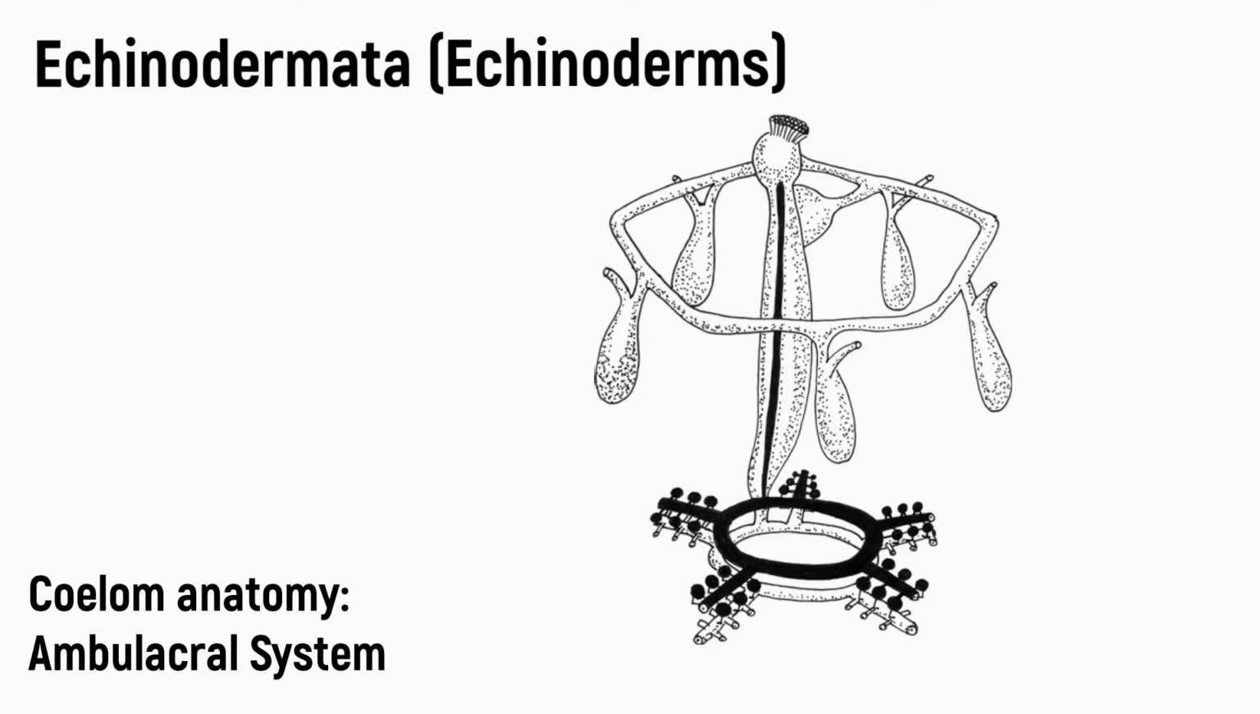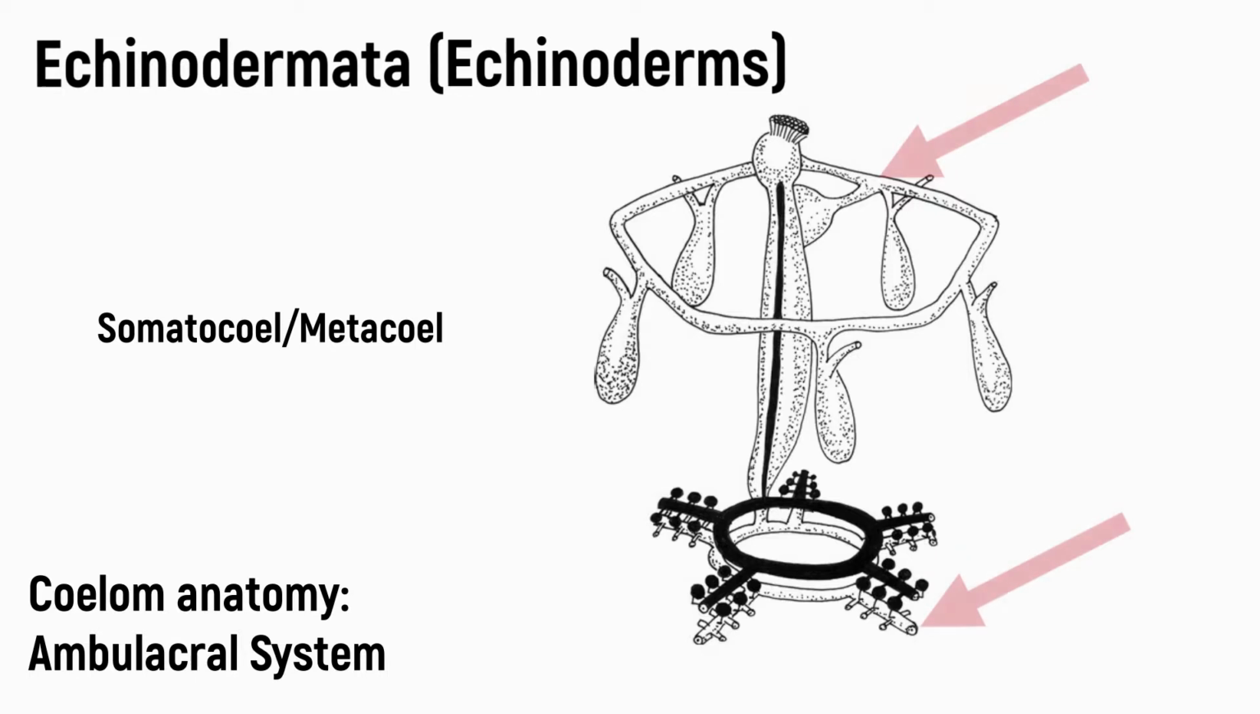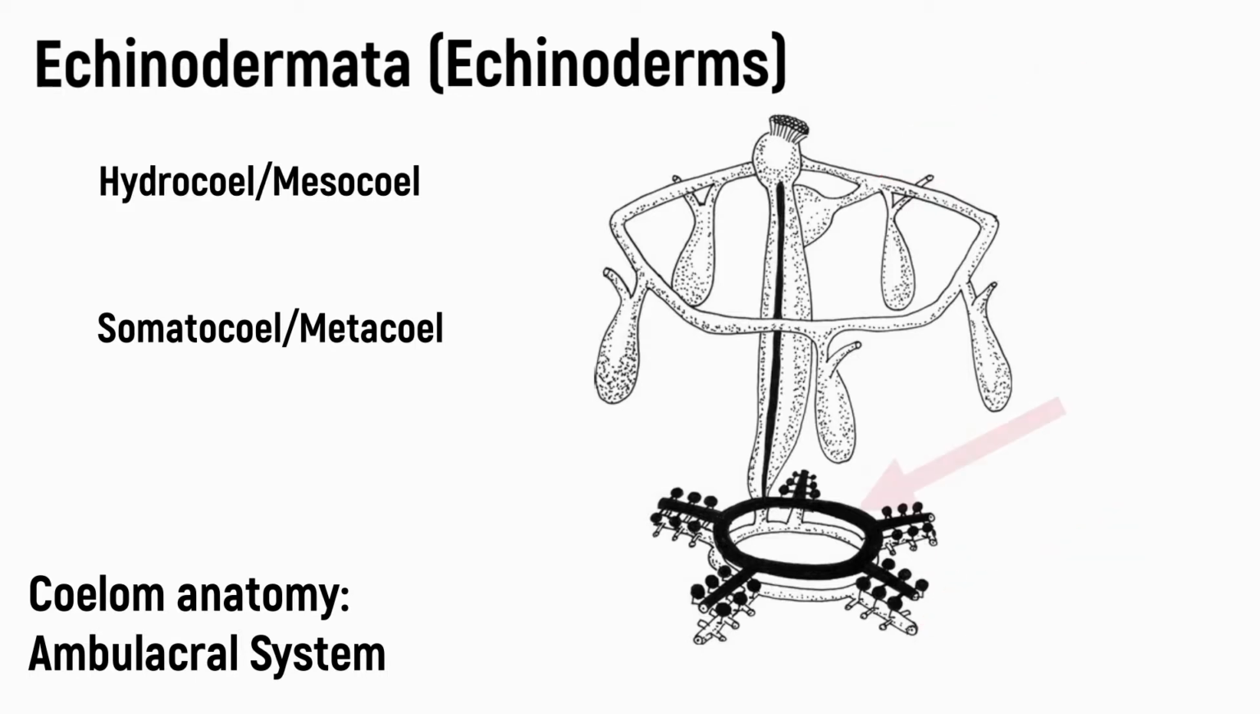The water vascular system consists of the somatocele or metacele, which forms the secondary coelom, the hydrocele or mesocele, which makes the ambulacral system, and the axocele or protocele, which forms a canal between the hydrocele and the madreporite.